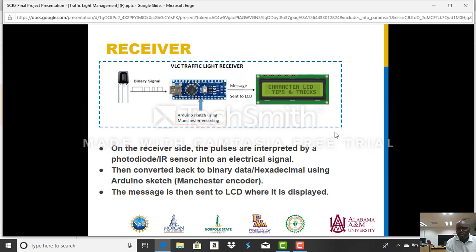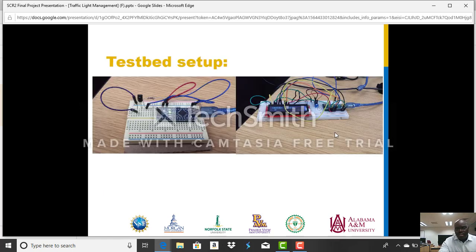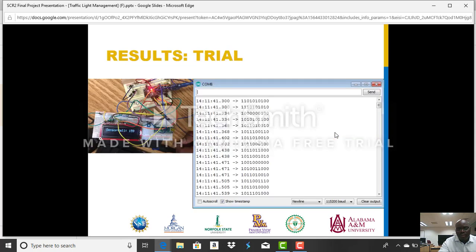And in our case here, we're going to display the time that is left for each light to turn either green, yellow, or red. So this is the setup of the testbed that we had. As you can see, we just had a single IR receiver connected to an Arduino Nano, and then we also had the LCD display. The initial results when we did the first test were that we just connected an ordinary LED and our IR receiver, and we were able to see some data coming in.